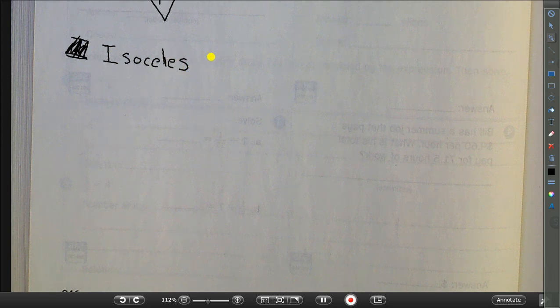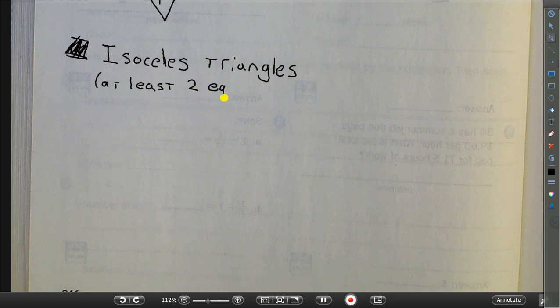So these would be isosceles triangles. And please spell triangles right. It's not ELS. They're not triangles. So isosceles triangles, these are the triangles that have, and I'm just going to put this in parentheses, at least two equal sides. They can have more. They have to have at least two.